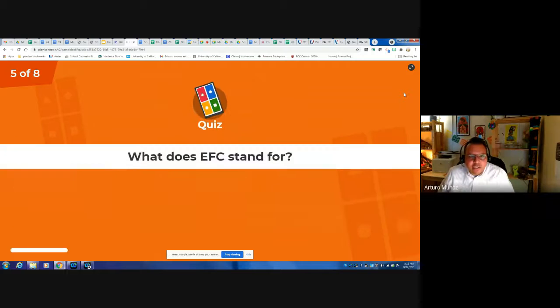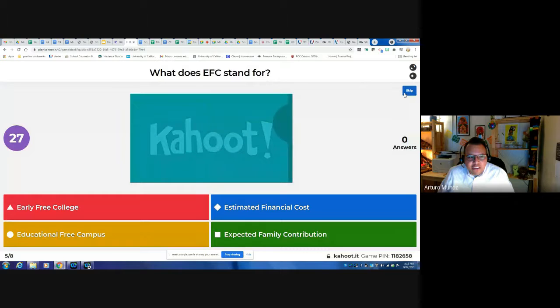Question number 5: what does EFC stand for? Triangle, Early Free College. Circle, Educational Free Campus. Diamond, Estimated Financial Cost. Or Square, Expected Family Contribution.